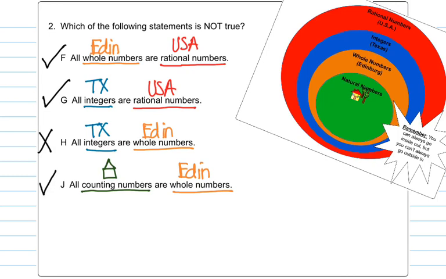That is true. So notice how there are 3 answers that are true and 1 that is not. Why is that? Because this question is asking for which one is not true. So this would let me know that answer choice H would be my answer.